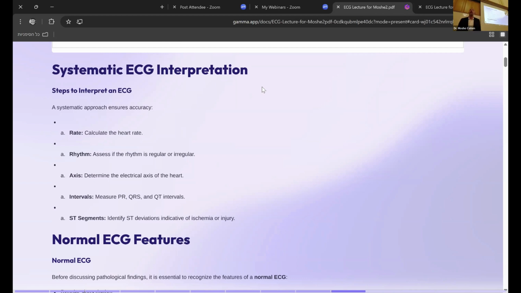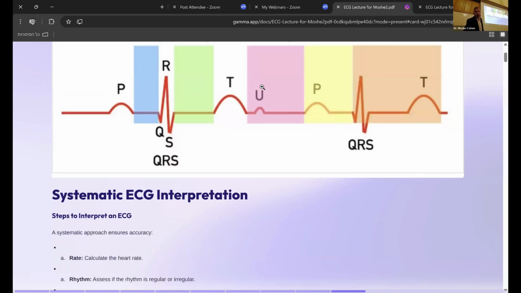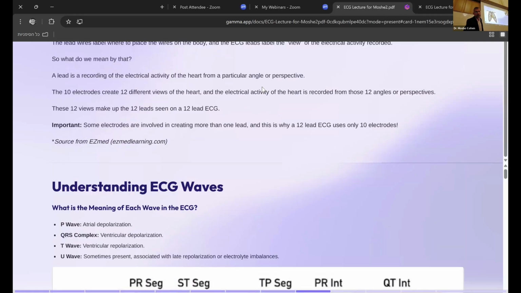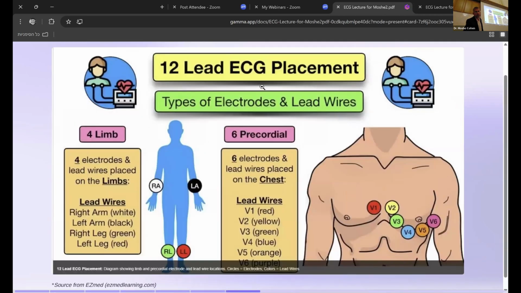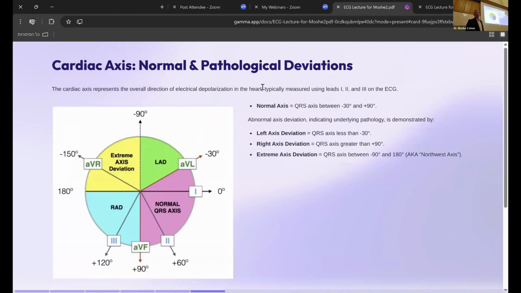Then we have the axis of the heart. Have you heard of the axis of the heart? Here you can see the normal cardiac axis. The normal axis is from -30 to +90 degrees. You see the pink part, the normal axis. And if it's below -30, then it's left axis deviation. And if it's more than 90, then it's right axis deviation.